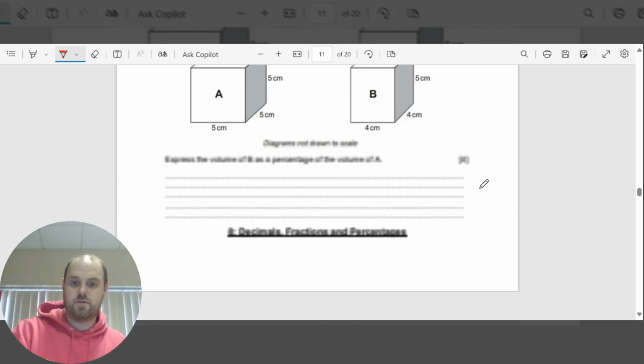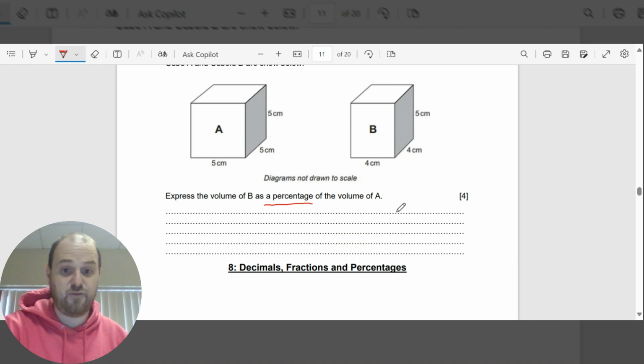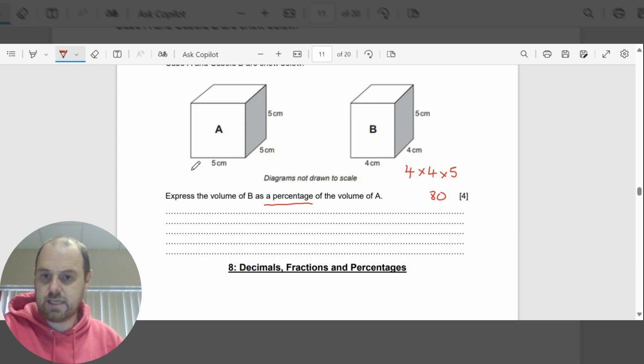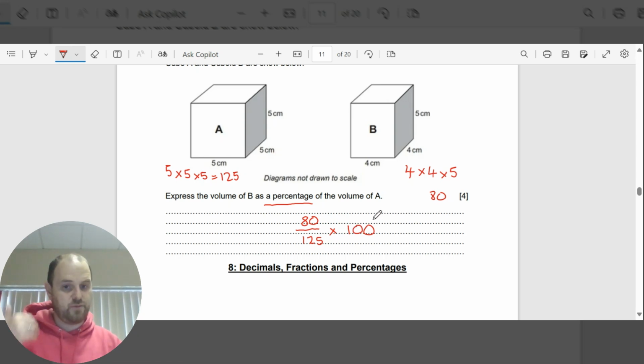Something similar, but with a bit of shapes. What is the volume of B as a percentage? In other words, as a fraction. We don't do percentages, we do fractions. So B is 4 times 4 times 5. That's how you do the volume of a cuboid even, which is 80. And A is 5 times 5 times 5, which is 125. So the fraction is 80 out of 125. But to change it to a percentage, because we've got a calculator, rather than trying to make the bottom number 100, which is what we do if we didn't, we'll do that here and get 64%.